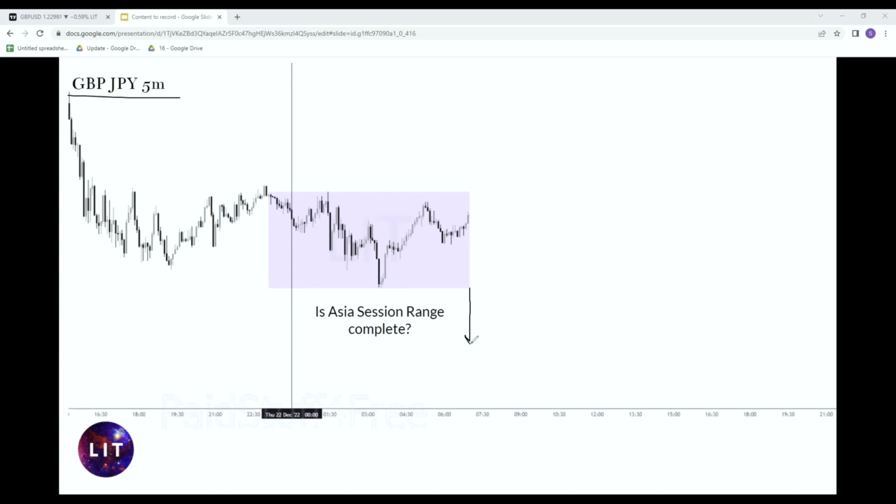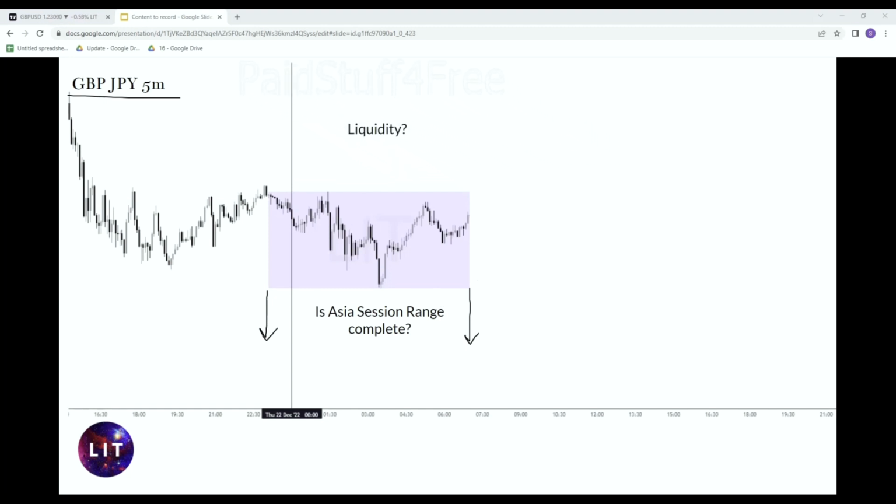It is 7 a.m. over here, and it is 11 p.m. over there. Of course, that's an 8-hour window. Now, again, convert that in your time zone. Ideally, stick to the UTC+1 or GMT time zone, so on the European side. With that being said, we've got Asia range complete. Now, the question is liquidity.